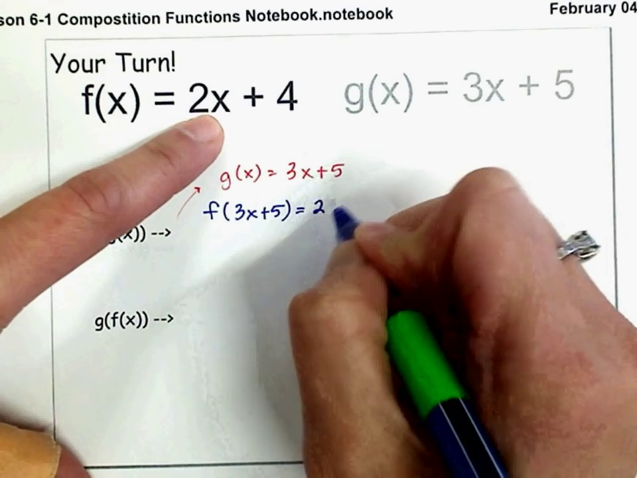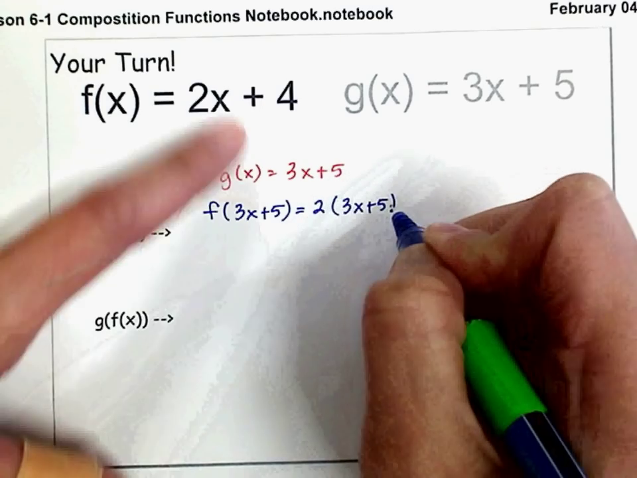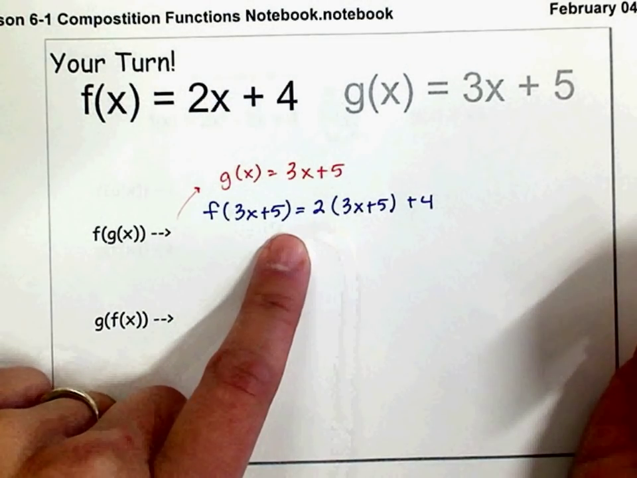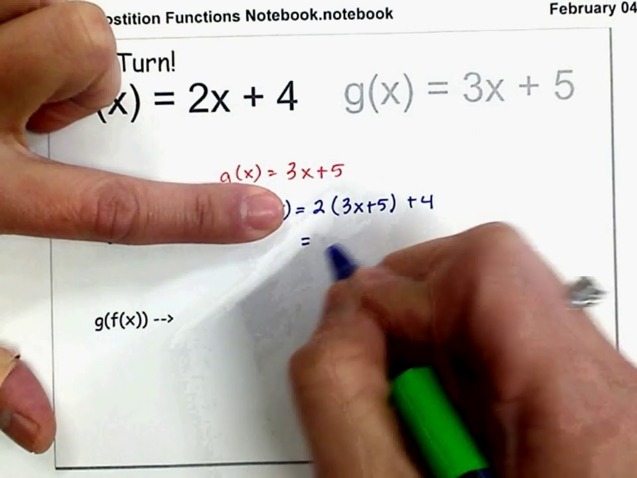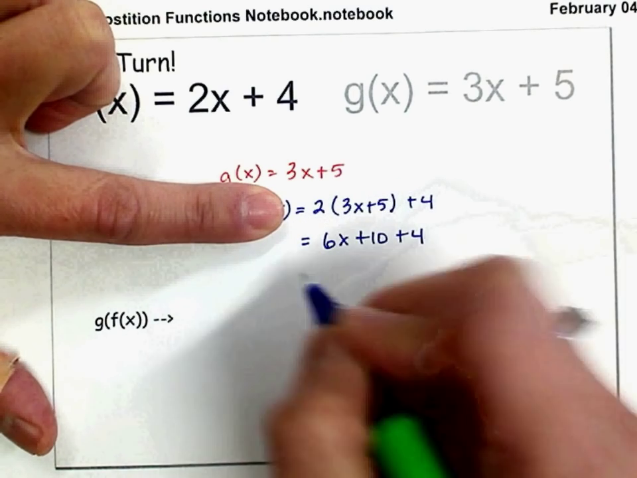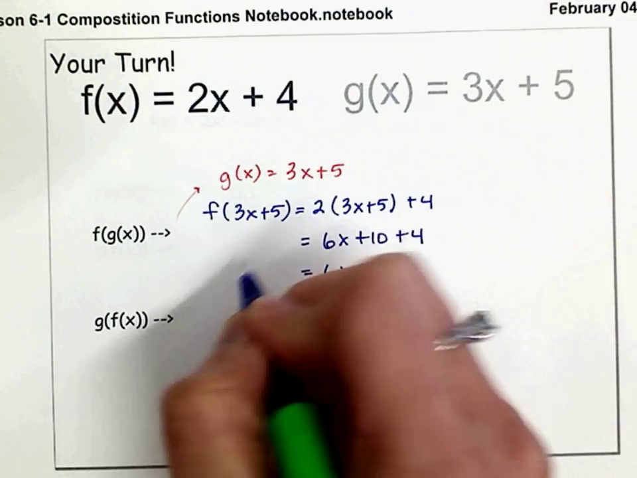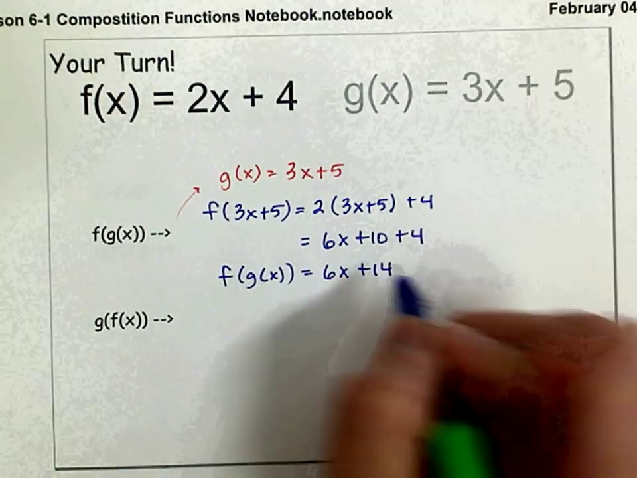2 times x, what is x? 3x plus 5 plus 4. You see how we just have the math? This just states what y is, and then you're going to simplify this part. Okay? Distribute 6x plus 10, bring down your 4. Combine like terms, 6x plus 14. So your f of g of x is equal to 6x plus 14.